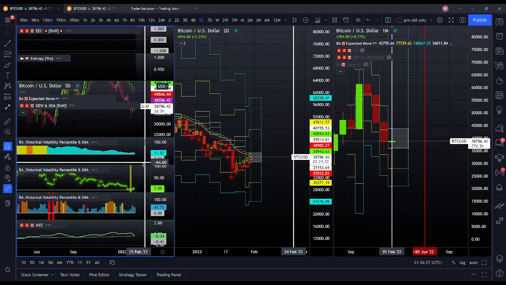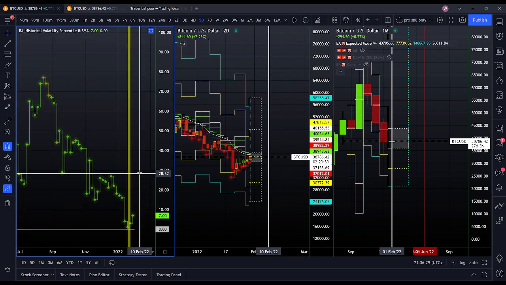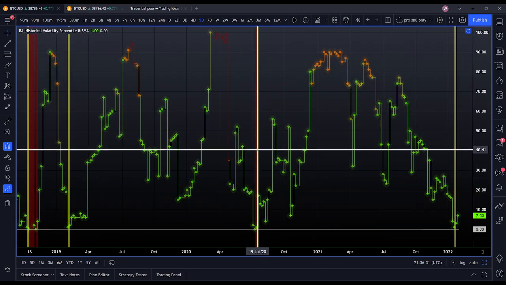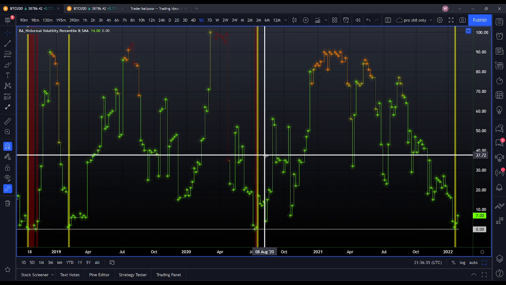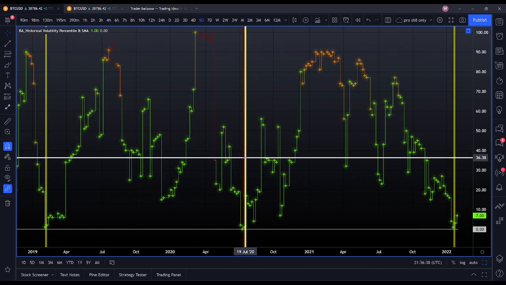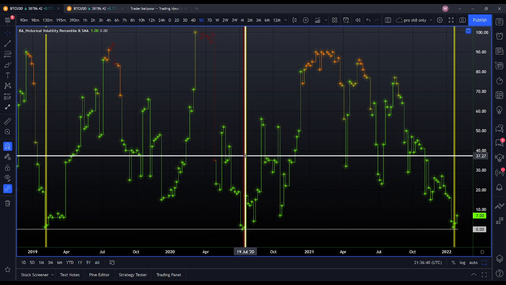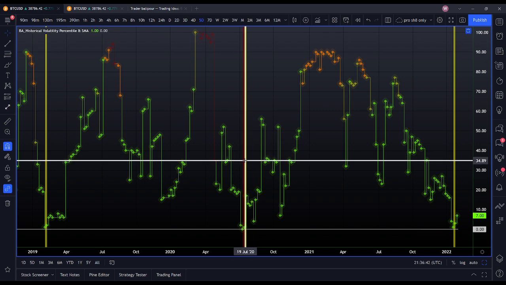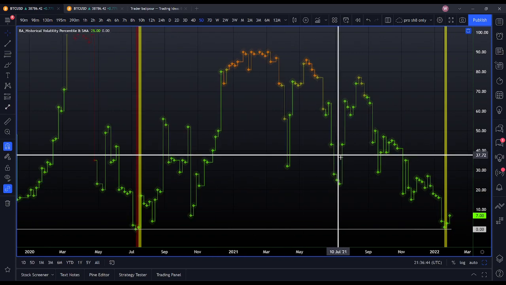How about 5-day? 5-day, we're seeing volatility flashing. When was the last time that we saw a volatility flash? That was back in the 19th of July 20. So we all know what happened there. So this is the first time in over a year that Bitcoin's volatility has been flashing. Actually 2 years. So on that 5-day.